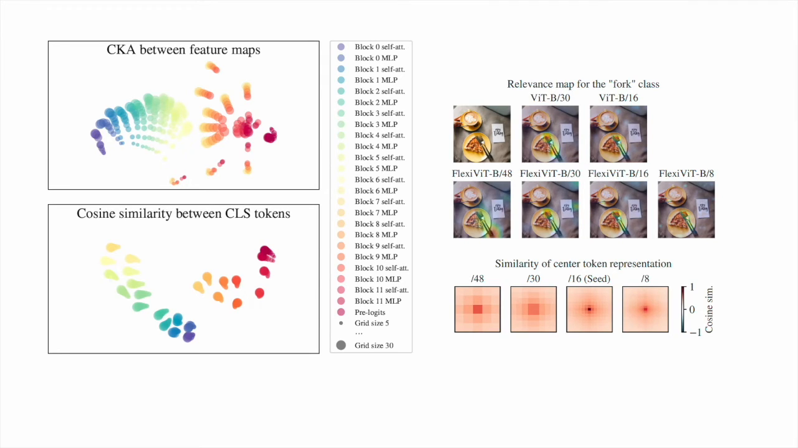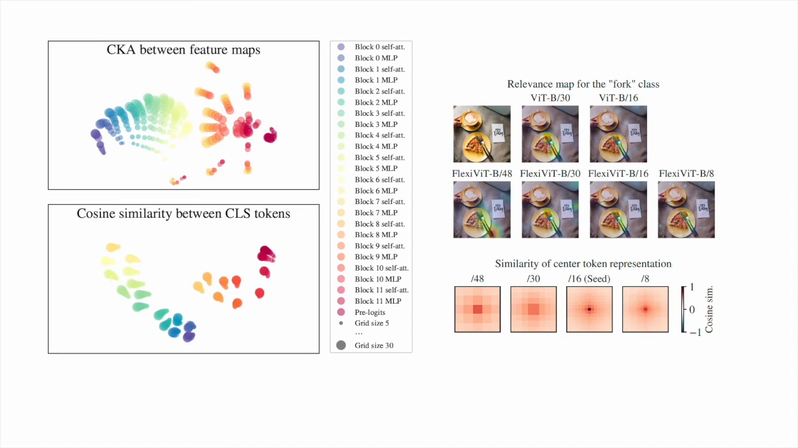On the top right, we see an example of relevance maps for ViT base and FlexiViT base. Here we can observe that attention changes significantly at different scales. We can see that as we decrease the patch size, the attention relevance concentrates into a larger number of smaller areas throughout the image. On the bottom right, we see the relation between token representations across different scales.